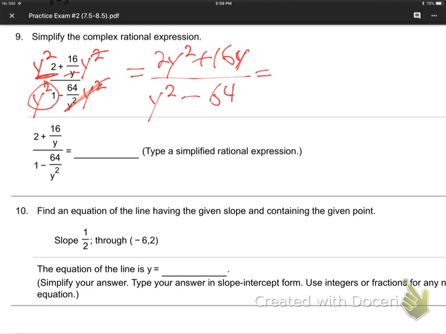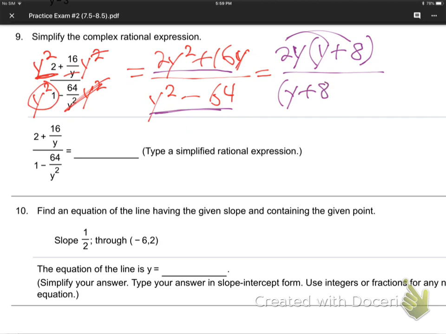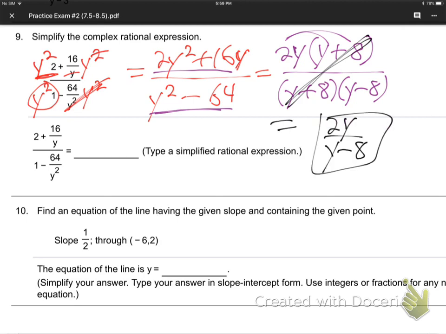So how do we factor now? On the top, we can take out a 2 and a y, which leaves y plus 8. If you multiply, it'd be 2y squared, 16y. On the bottom, how do you factor that? Y plus 8, y minus 8. And then you see what can happen. These cancel, so we get 2y over y minus 8.